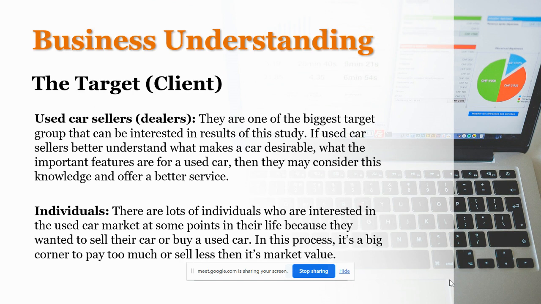So now, what are the target clients that we are looking at to do this work for? Trying to get a prediction system to determine how to predict car prices. Used car sellers and dealers are one of the biggest target groups that can be interested in the results of this study. So we are trying to direct what we find at the end of the day for this project to the target audience, in this case used car dealers, those that sell cars.